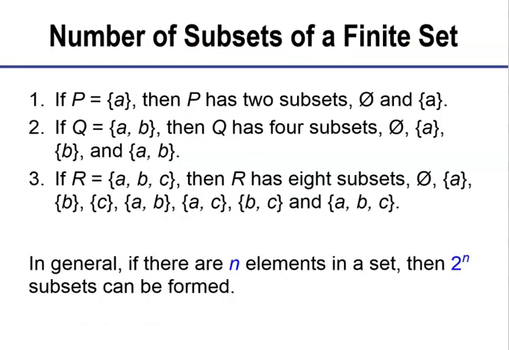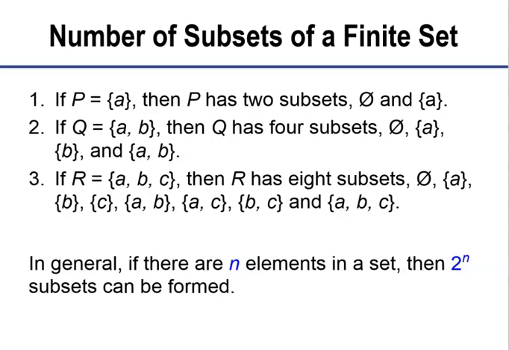Almost done. If P is equal to the set A, the only thing in the set P is A. I'm sorry, the element A. Then P has two subsets, right? Because you have the set and then the empty set. And what is a subset? Is every single possibility of elements that are in that set.